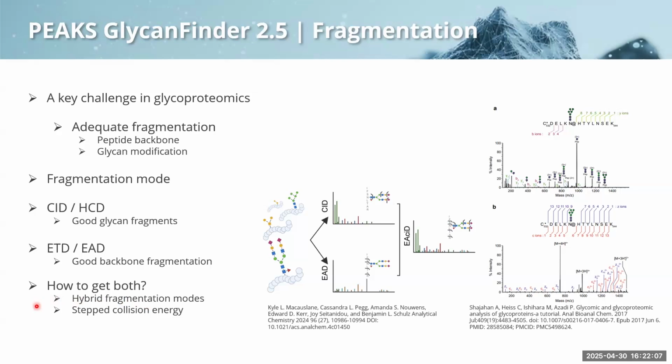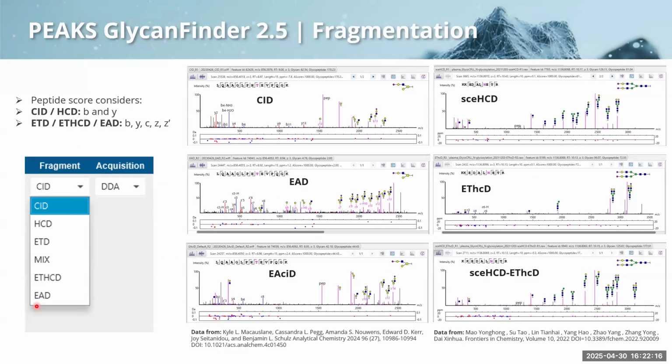And so the point I'm trying to make here is that in GlycanFinder, we're able to handle many different types of fragmentation modes, regardless of the instrument vendor. So the peptide score will consider different ions that are known to be produced by certain fragmentation types. When you load your sample, you'll be able to choose your fragmentation types between CID, HCD, ETD, mixed, ETHCD, and EAD. And I've just shown some examples of how certain spectra might look in Peak's GlycanFinder.